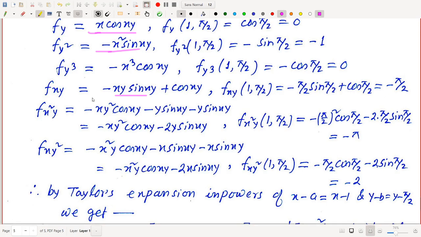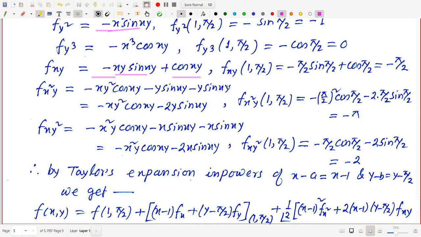Now f suffix x square y: this line, if we again differentiate with respect to x, again the u into v rule, there is cos xy. So the sin xy derivative is again cos xy into y, because we are differentiating with respect to x, so this becomes xy square cos xy. Then minus xy remains, sin xy derivative is cos xy, and the derivative of minus xy with respect to x is only minus y, so that's why minus y sin xy. And here cos xy is another term, so the cos xy derivative with respect to x is minus sin xy into y, so that's why another minus y sin xy term, so that actually becomes minus 2y sin xy. So when x is 1, y is pi by 2, we get cos pi by 2 is 0, sin pi by 2 is 1, so minus 2 into pi by 2 sin pi by 2 means minus pi.